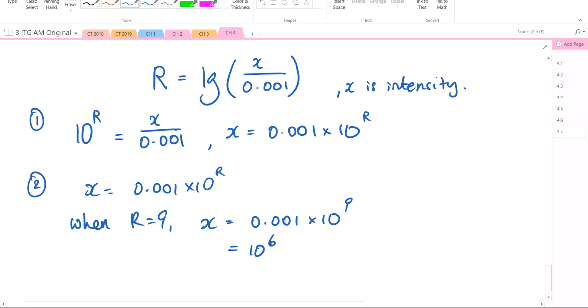10 to the power of 6. All of you can see that? 10 to the power of 6? Because 0.001 is actually 10 to the power of? Negative 3. Okay, good. So this is 1 million. So this is for Japan.